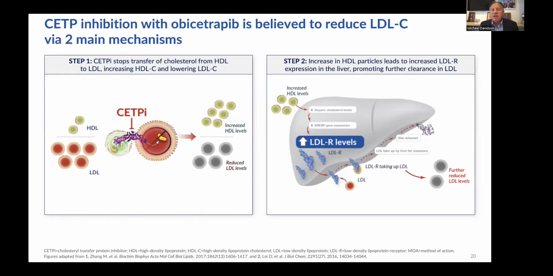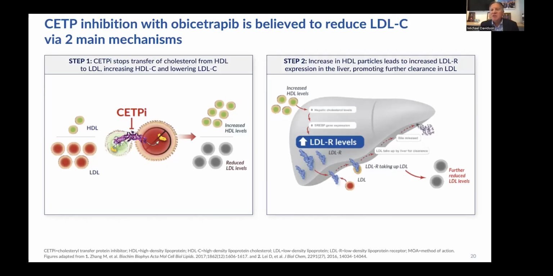One, it obviously inhibits the transfer of cholesterol from HDL into LDL. So HDL goes up, LDL goes down. But what it actually does, by slowing down the catabolism of HDL, is that less cholesterol reaches the liver, and thereby LDL receptors are upregulated, and therefore there's more clearance of LDL from the plasma. So LDL receptors are upregulated. That was proven with anacetrapib by a trial at University of Pennsylvania with Dan Rader.